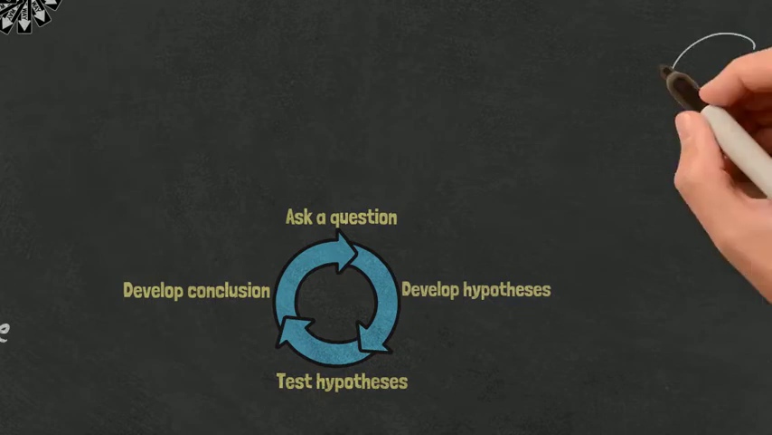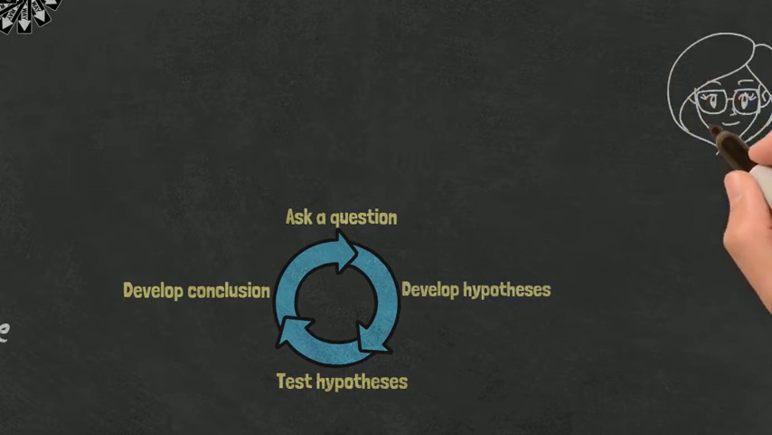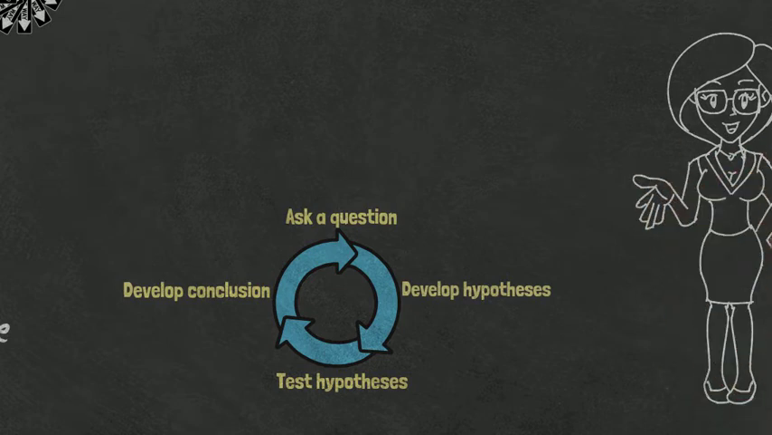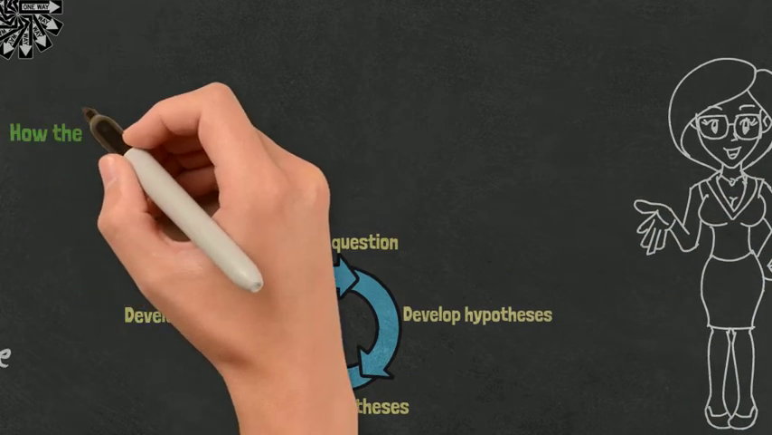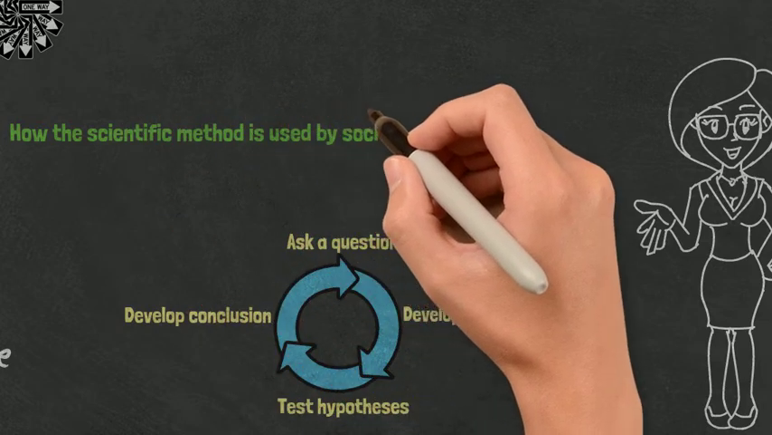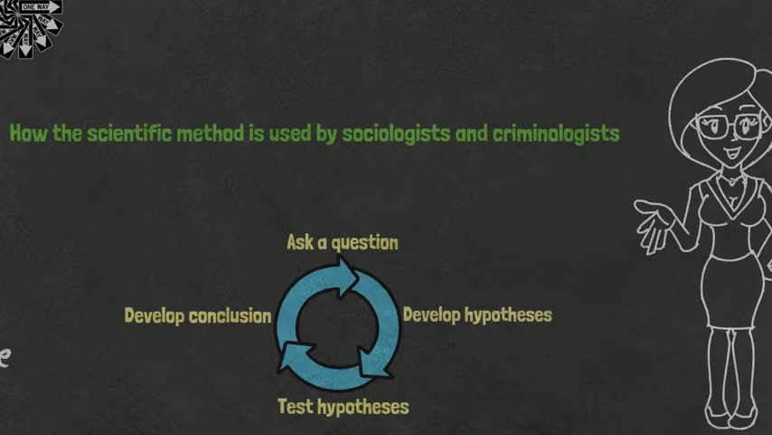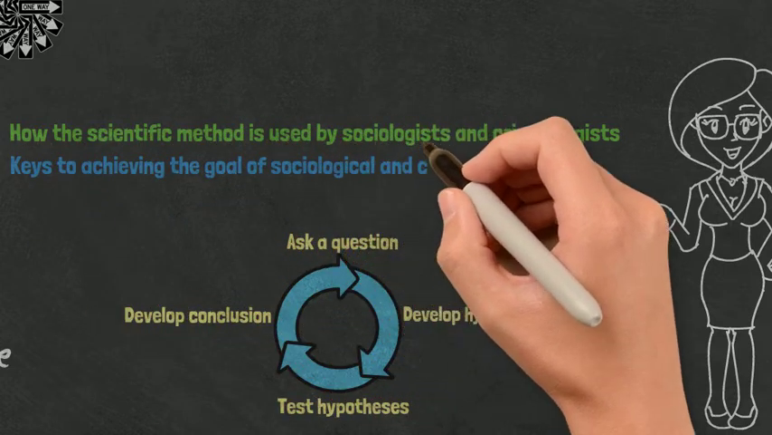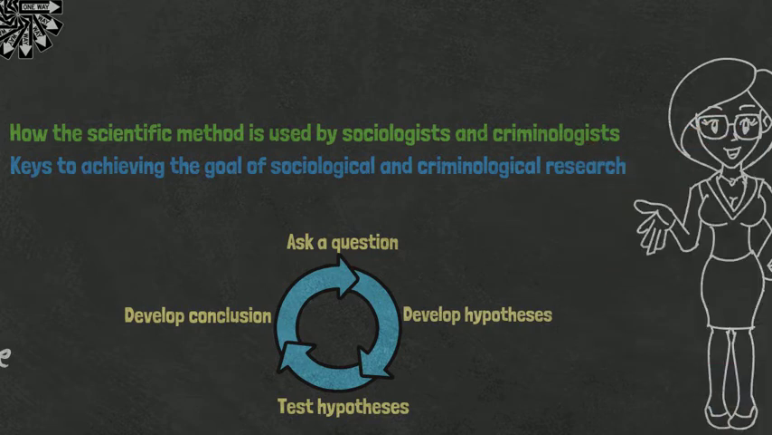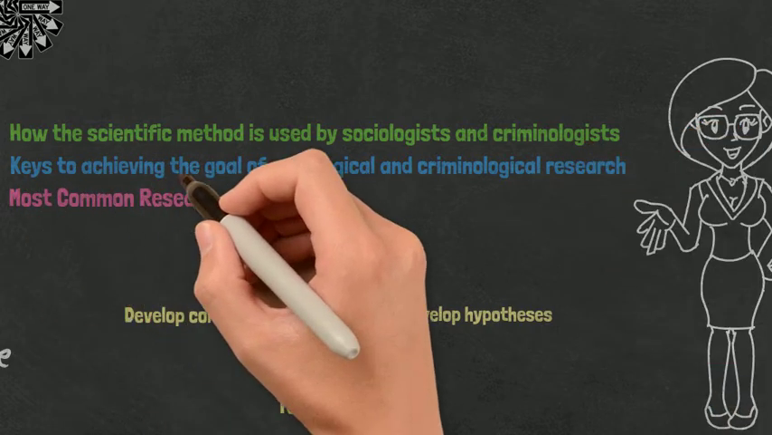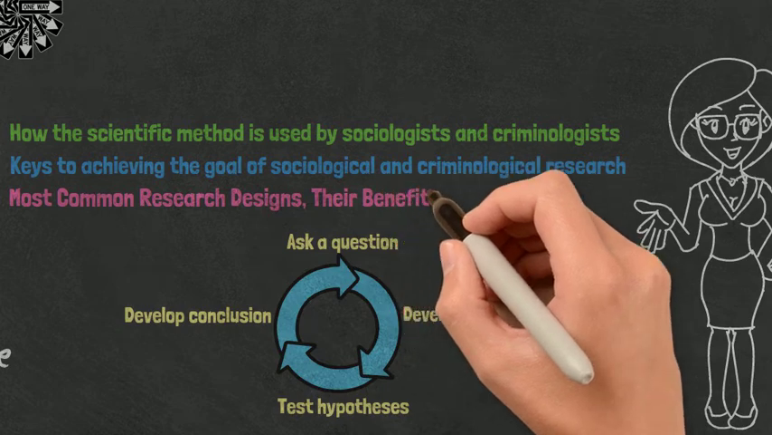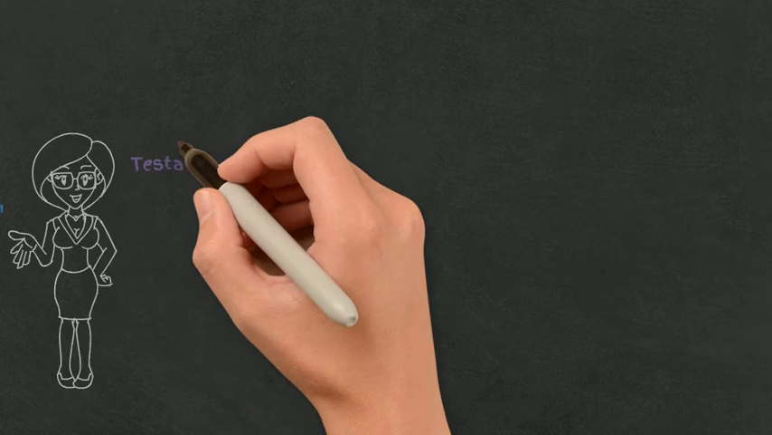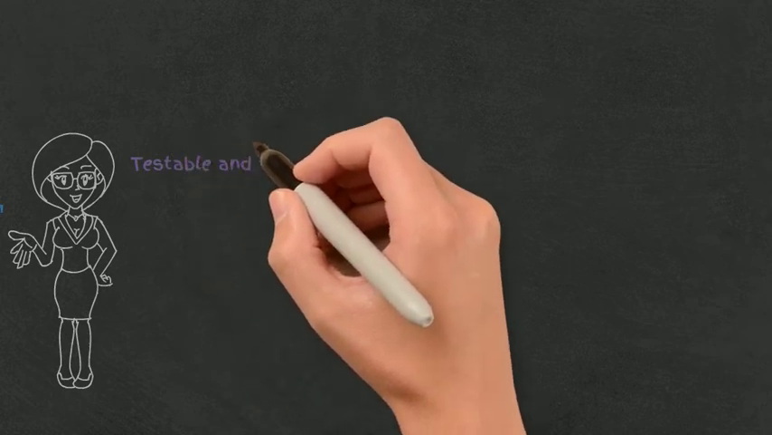I guess beginning in about the 4th or 5th grade, most of us learned about something called the scientific method. Usually we relate the scientific method to a physical or biological science fair type project, but the social sciences use the scientific method as well. After watching this video, you should feel comfortable demonstrating and explaining how the scientific method is used in sociology and criminological research, the keys to achieving the goals of our research, and the most common research designs, their benefits, and their limitations. So what exactly are the overarching goals of sociology and criminology research?